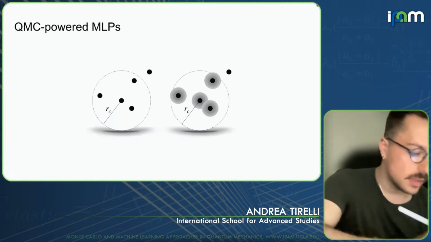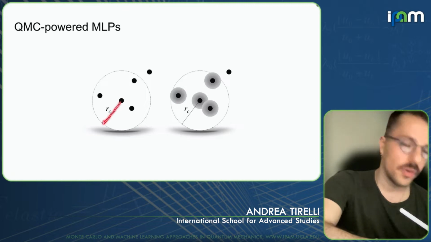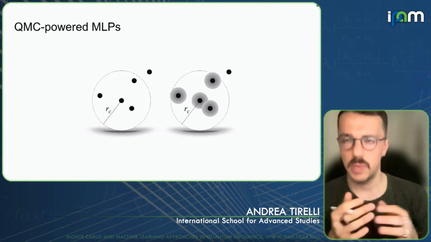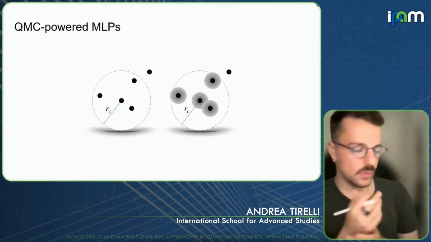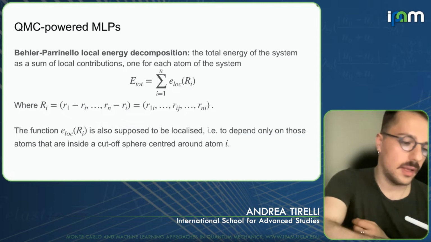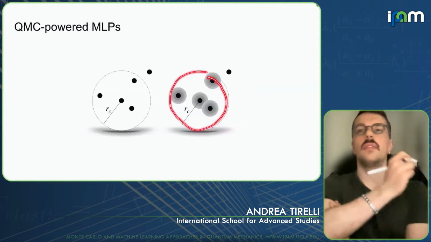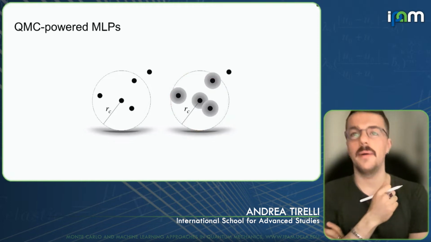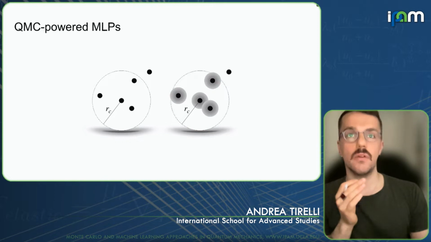A picture of this would be as follows. Imagine this is atom I, and this is the prescribed cutoff radius that we want to employ. Of course, this quantity is very much system dependent and has to be handled very carefully. But assume that we have chosen one. The E_loc that I wrote here is going to depend only on those atoms which lie in the sphere centered at the atom I and with radius R_c. So this is the first ingredient of our approach.